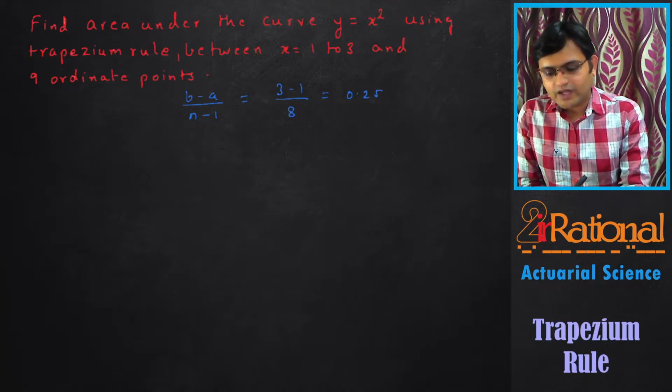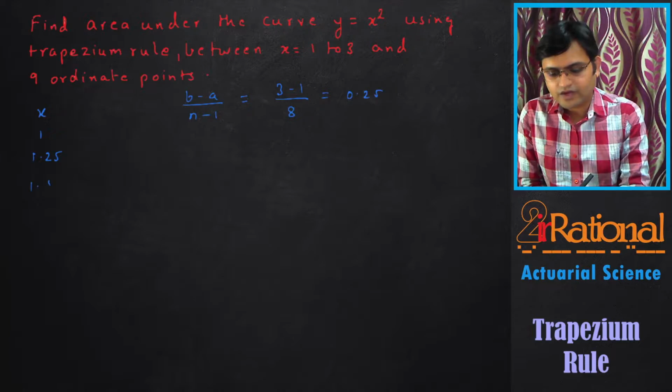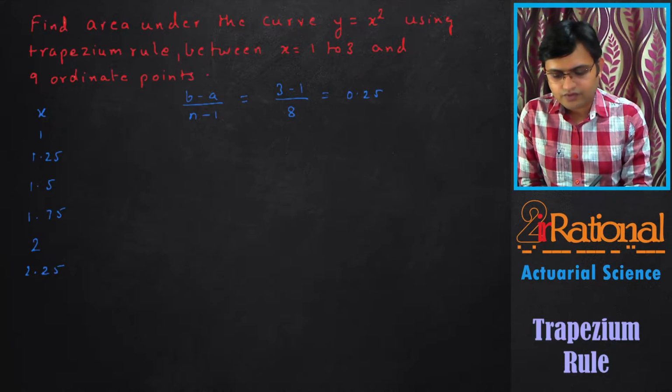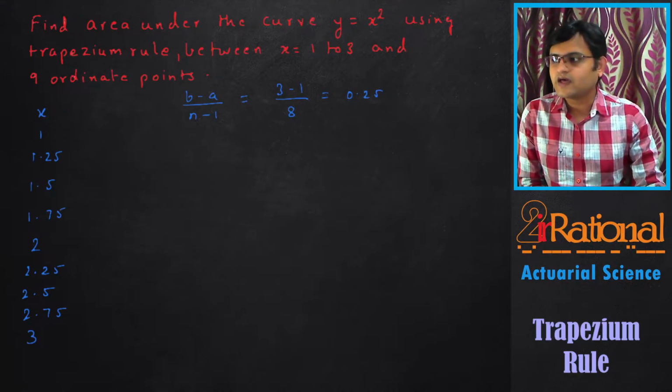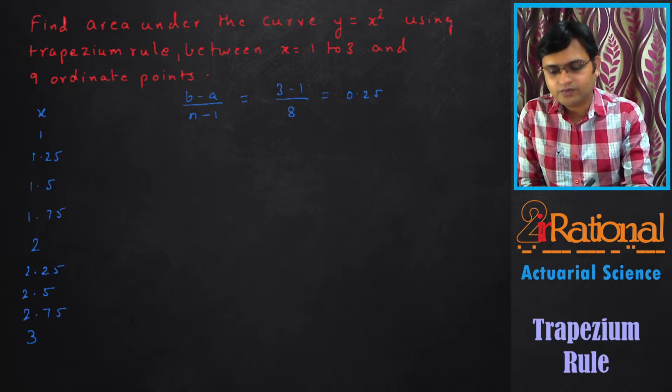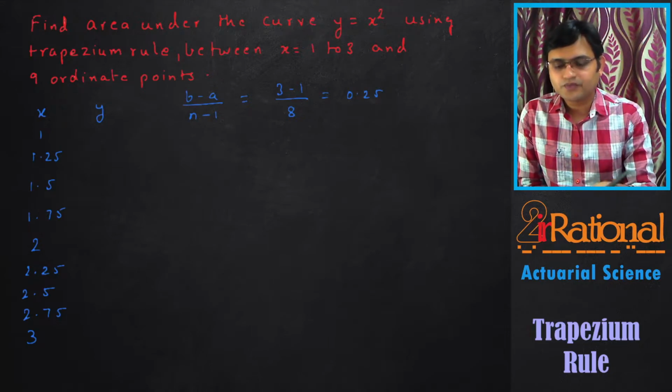Now our x values would be 1, 1.25, 1.5, 1.75, 2, 2.25, 2.5, 2.75 and 3. You can count, these are 9 values. Now using these values we'll figure out what are the possible values of y. So we just have to square them here.